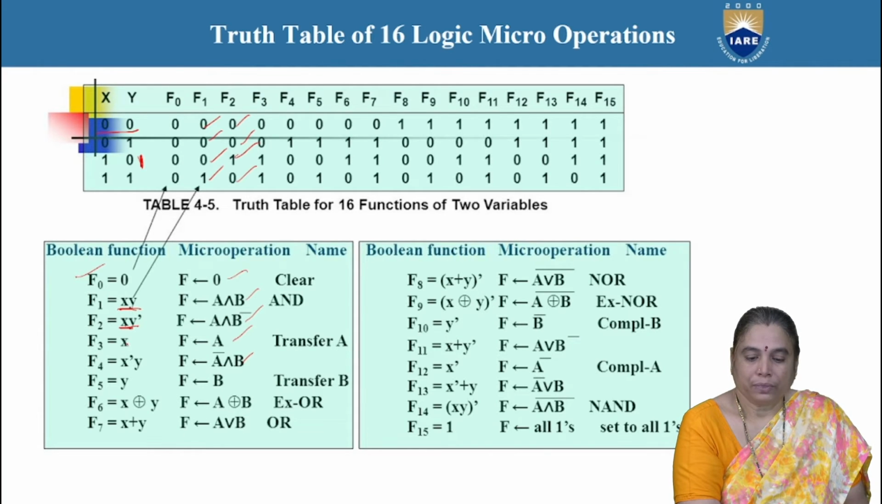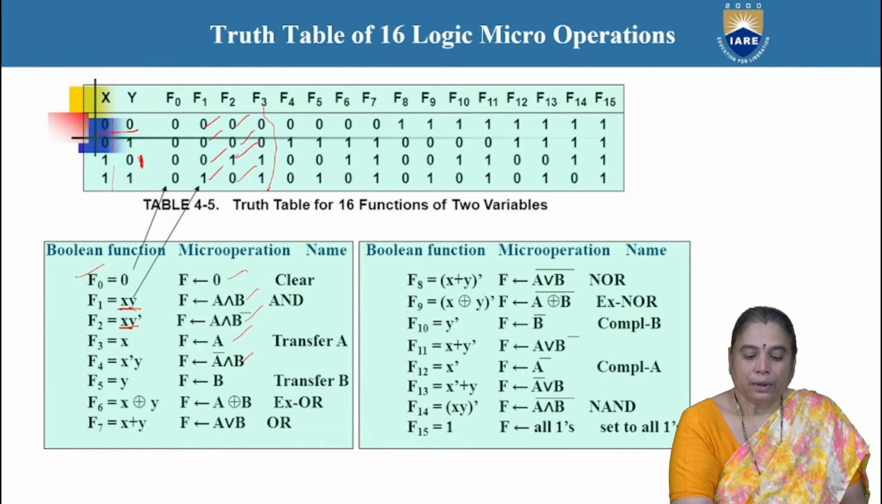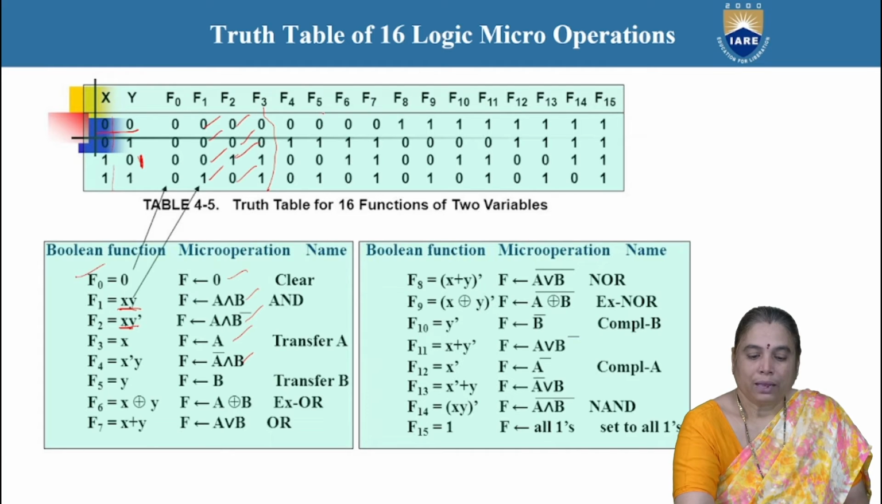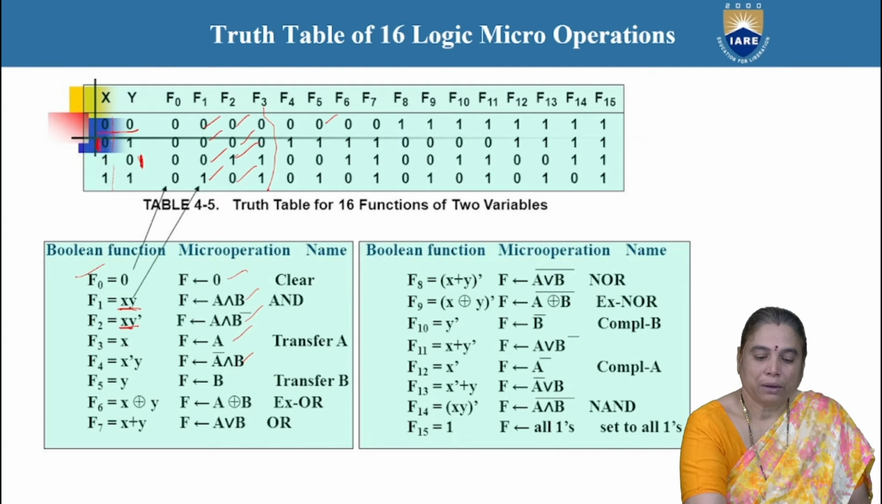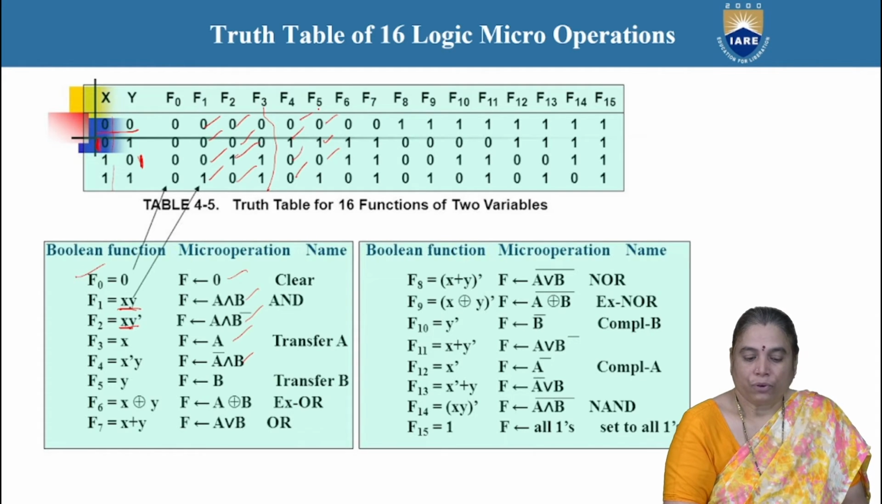In case of F3, the X value has to be moved. So here the X value is moved as it is into the F3 value. Next is F4, X complement multiplied with Y. So in F4, in case of X Y 0 0, it is 0. In case of 0 1, the X value is complemented to 1, so 1 into 1 is 1. And 1 0 gives 0, and here also it is 0. So this is the F4 operation.